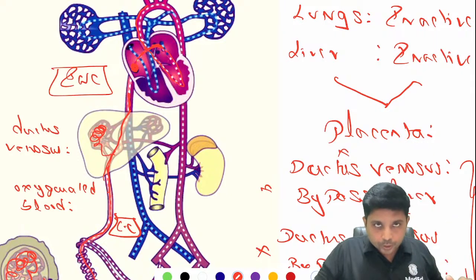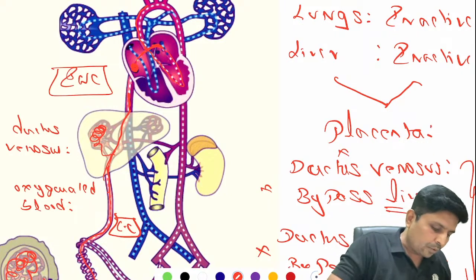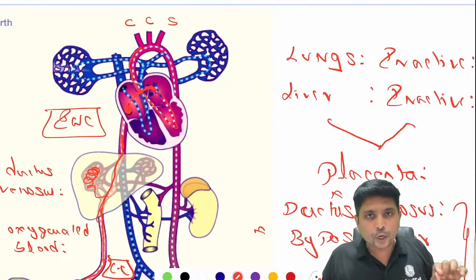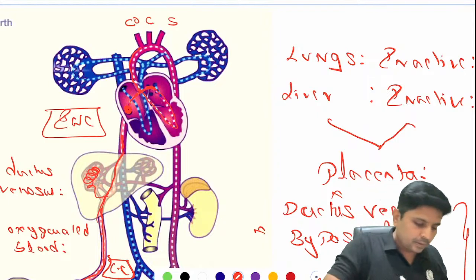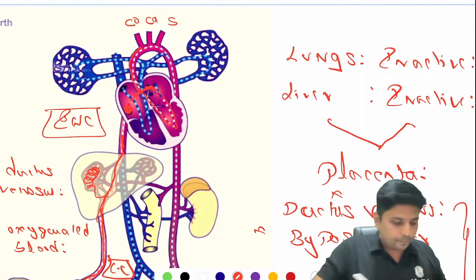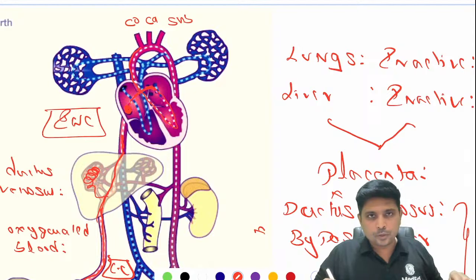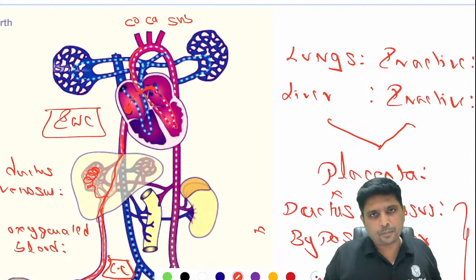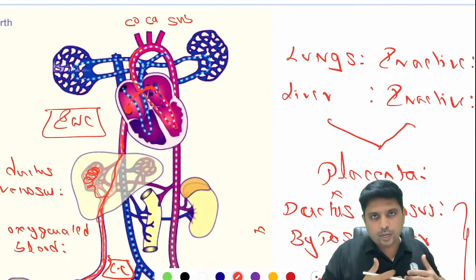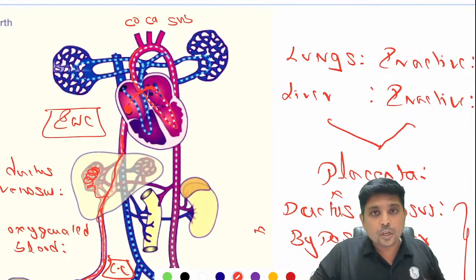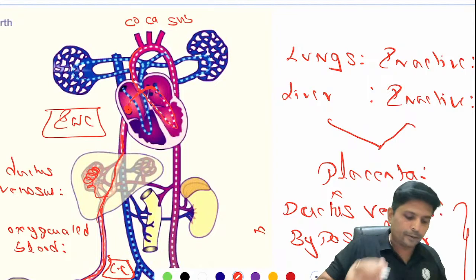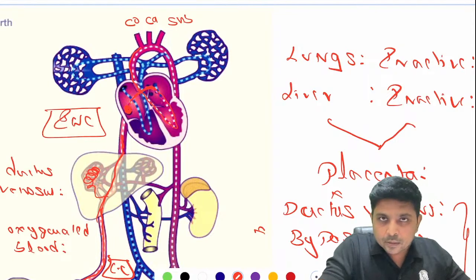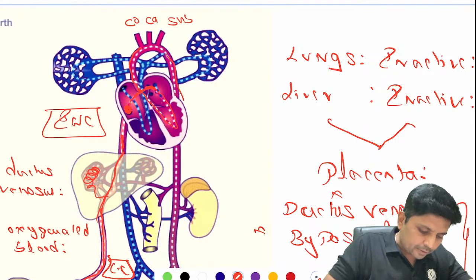And from the aorta, there are three supplies: the coronary artery, carotid artery, and subclavian artery. Coronary artery is for the heart. Carotid artery is for the head, and subclavian artery is for the upper limbs. So the upper part of the body, your head, thorax, limbs and heart, receive predominantly oxygenated blood.